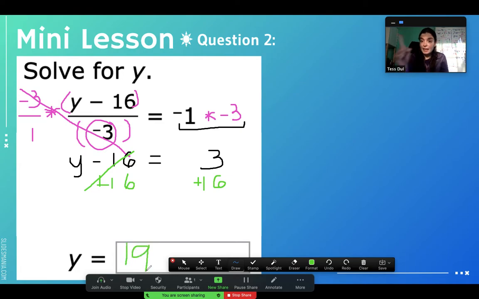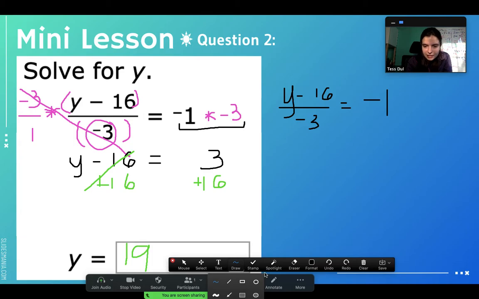Final answer. Now, I should have done this on the first one. How do we know that we're correct? If we were looking at this original equation, y minus 16, that whole thing is divided by negative 3, and it told us that that was equal to negative 1. Let's test out our answer of 19 and see if we were correct.